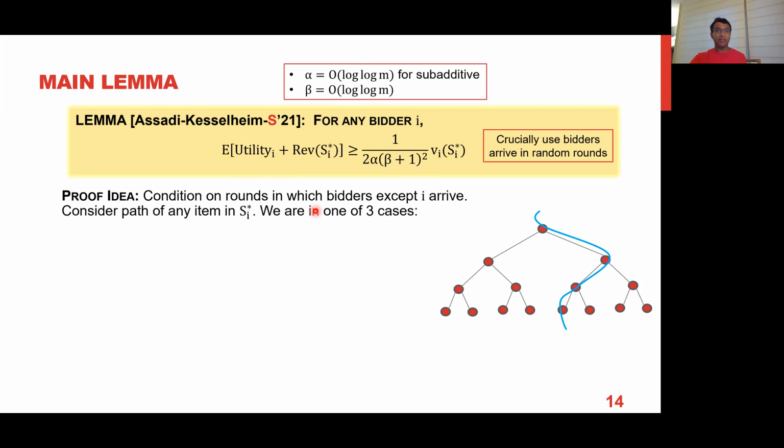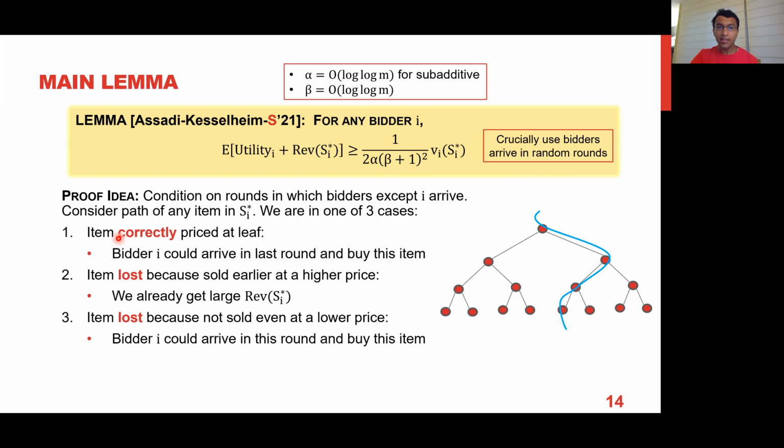Let's look at what's happening to the utility plus the revenue of items in S_i star. Condition on all the rounds in which bidders other than i arrive, and look at what happens to any item in S_i star. It's going to take some path. Now we are in one of the following three cases. Either the item gets correctly priced till the leaf, so it's actually taking the optimal path.